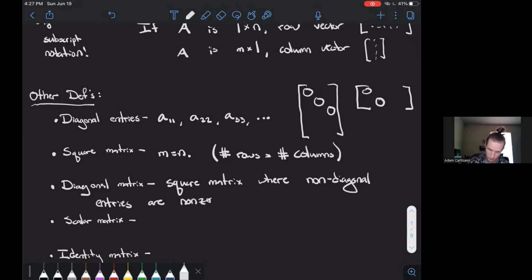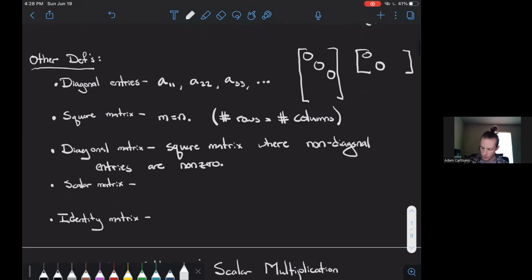Non-zero. Okay, let me give you an example of one of those. So, for example, 1, 2, 3 on the main diagonal, but zeros everywhere else. Right? Something like this. This is a diagonal matrix. A scalar matrix is a diagonal matrix where all of the diagonal entries match, or are the same number.